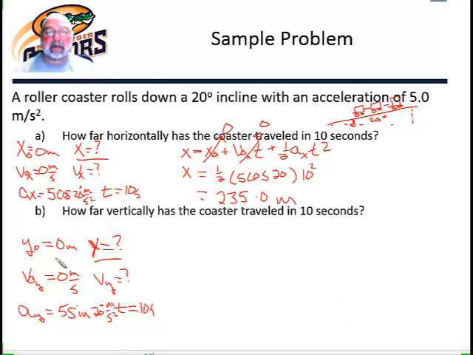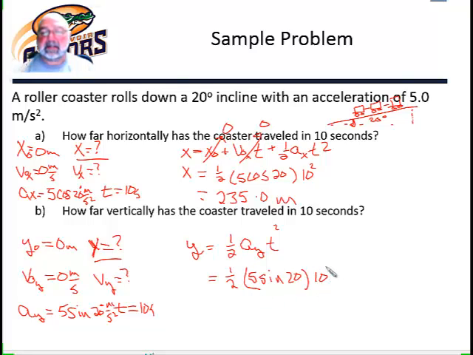I'm going to put my units in here. Okay, well, we have the same list of information as we did for part A, so I'm going to assume that I can use the same equation, but I'm going to change the variables over for the y direction. Y equals 1/2 acceleration in the y direction multiplied by the time squared. So 1/2 times 5 sine 20 degrees times 10 squared is equal to 85.5 meters.